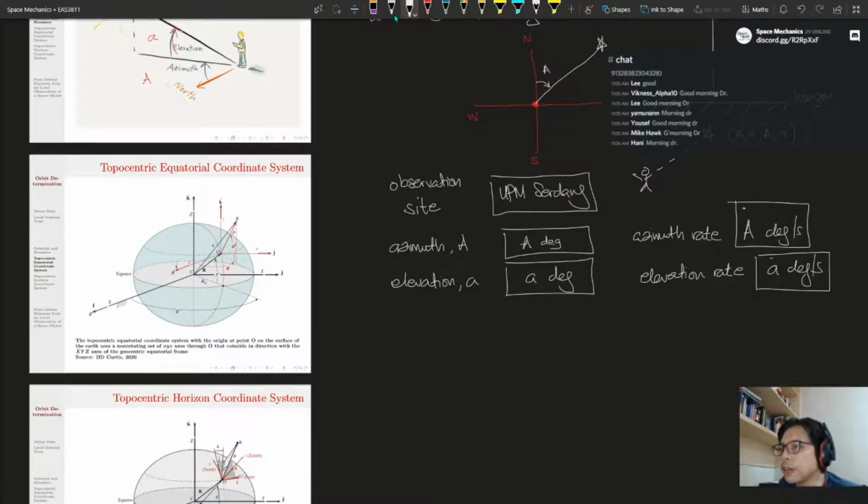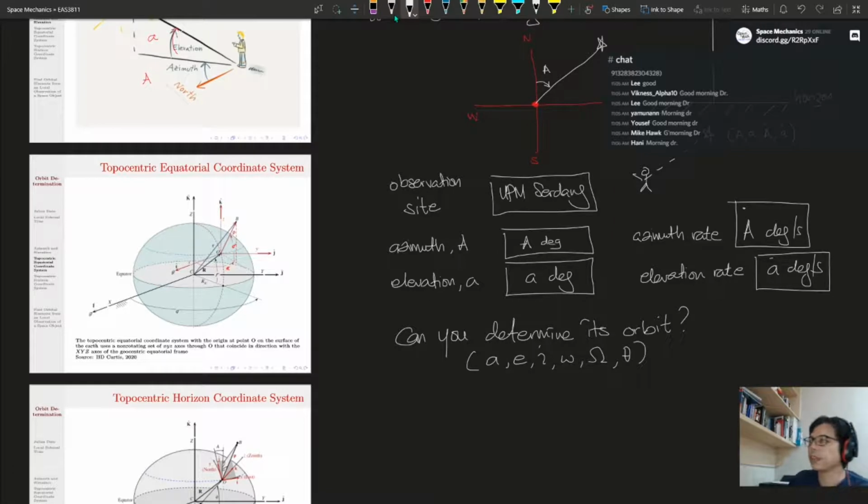So the question is now, can you determine its orbit, which means can you determine the semi-major axis, e, i, small omega, big omega, and theta? Be careful, there's a difference between this A and that a. It's going to be confusing, we ran out of letters anyway. Oh, by the way, this is different.